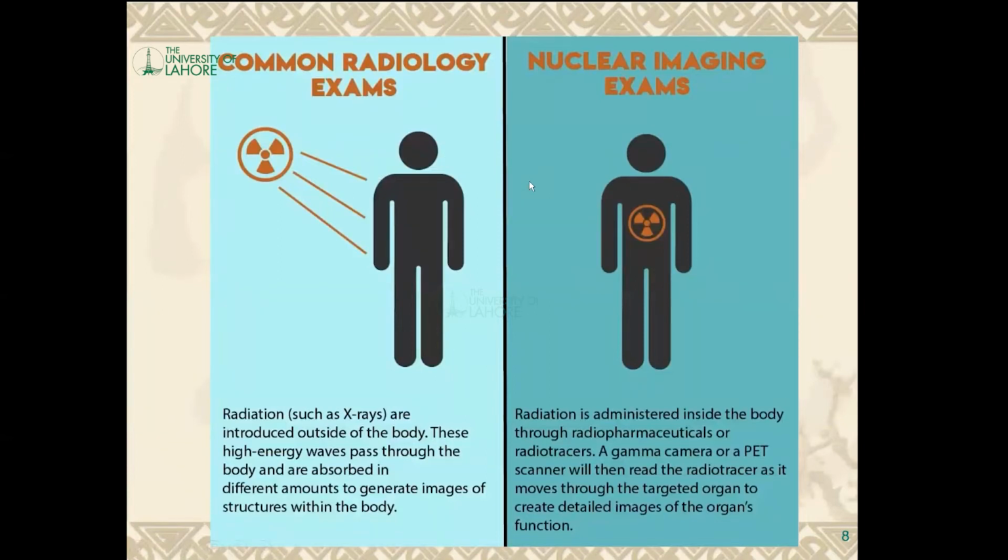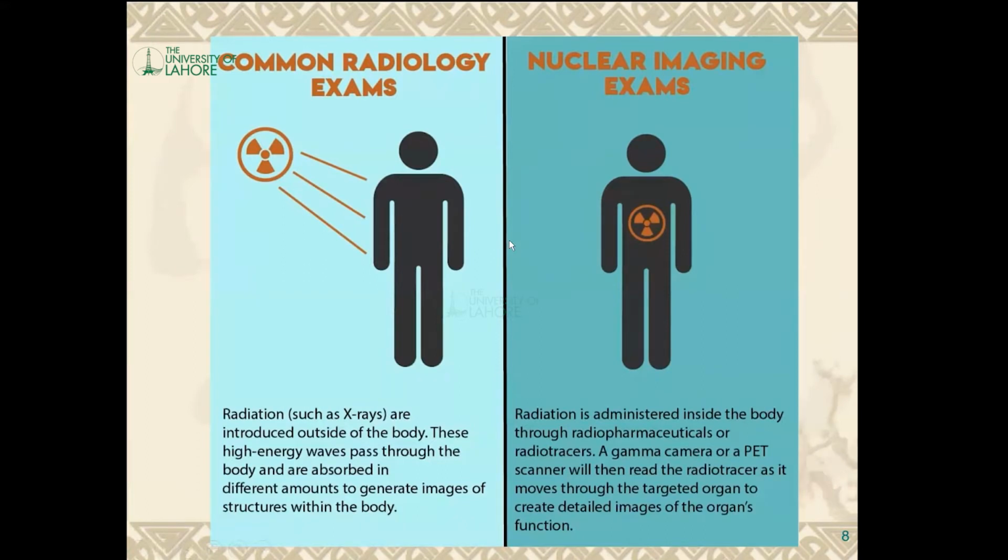Another picture here shows the difference between conventional radiology and nuclear medicine imaging. In conventional or common radiology exams, radiation is produced from outside the body and enters into the body. These waves then pass through the body and get absorbed in the region you are interested in, and we get an image of that internal structure within the body.